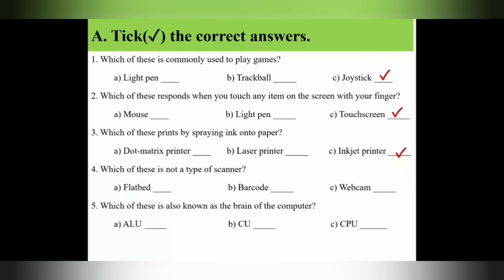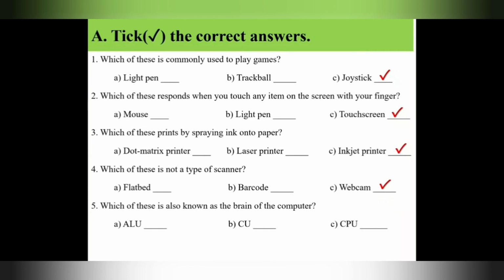The fourth one, which of these is not a type of scanner? The options are flatbed, barcode, webcam. So flatbed is a scanner, barcode is one of the scanners, webcam is not a scanner. So the correct option is webcam.